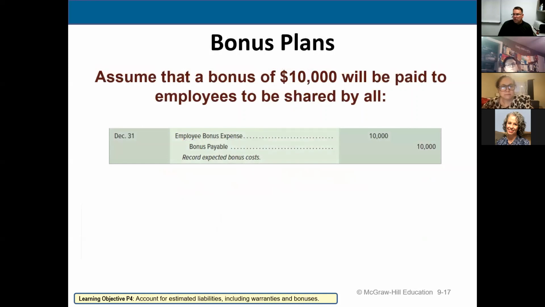Here, a $10,000 bonus will be paid to employees to be shared by all. So again, we can estimate, or we know in this case, that it's $10,000. So really, all you need to know about this is we create a payable account, and then when we actually make the payment, we can debit that payable account and credit the cash account for it.